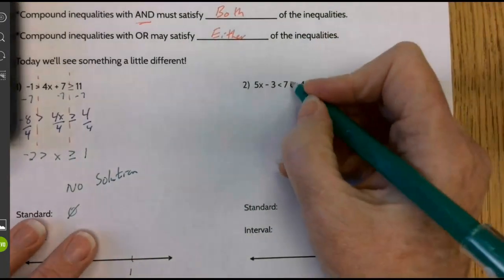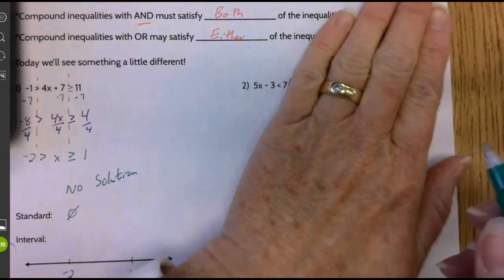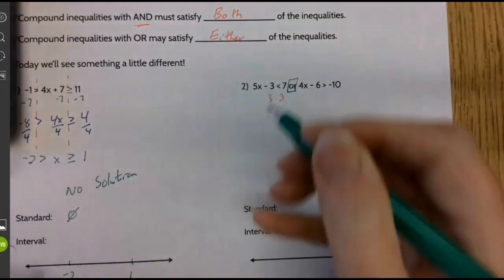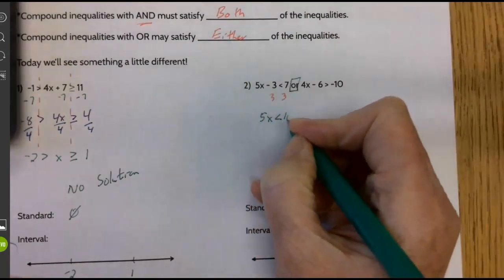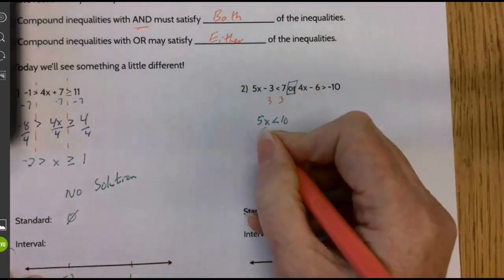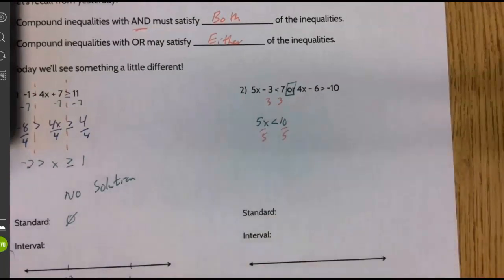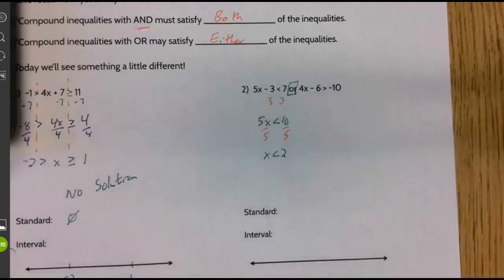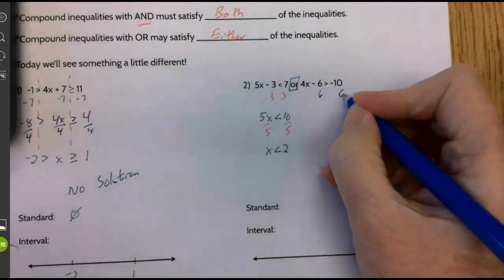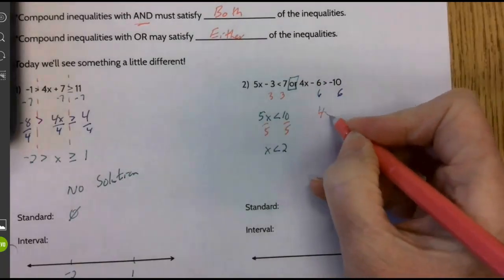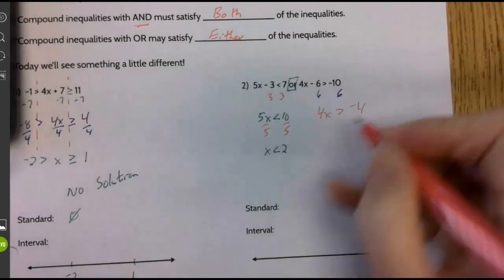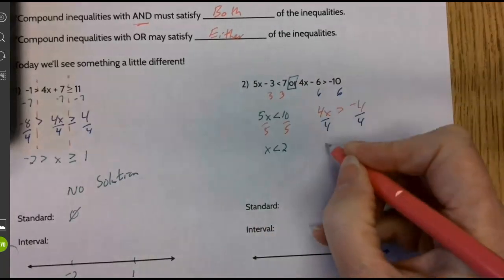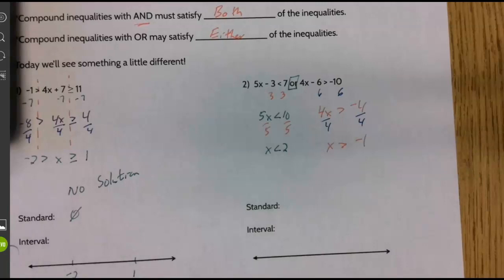So here we go with "or," and remember, with "or," just solve each inequality. So we're going to solve this one here. We add 3 to both sides. We get 5x is less than 10. We divide both sides by 5, and we get x is less than 2. Solve this one, and we add 6 to both sides. So we get 4x is greater than negative 4. Divide by 4, and we get x is greater than negative 1.